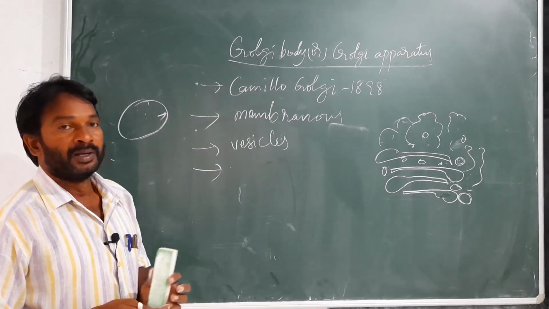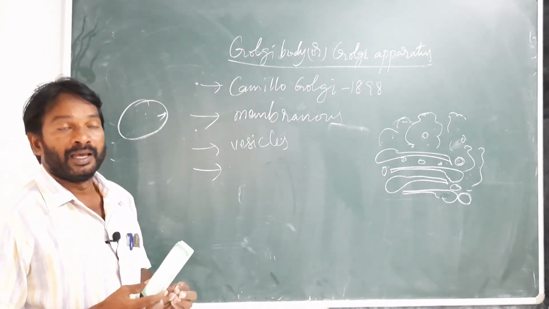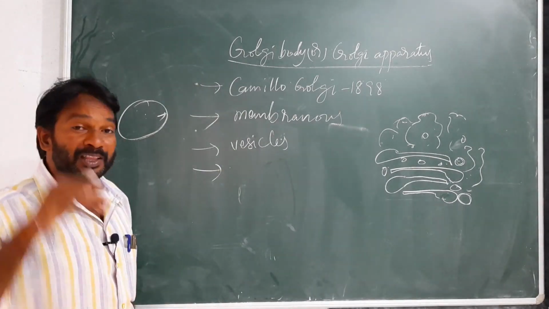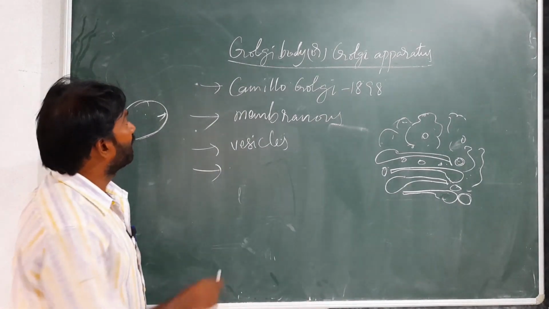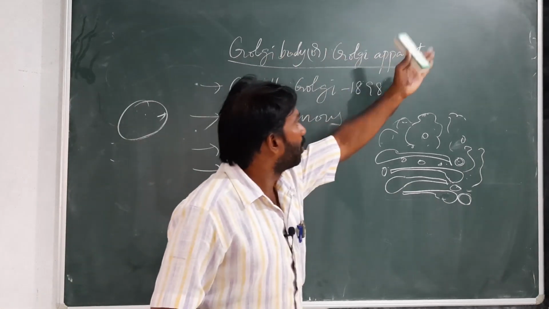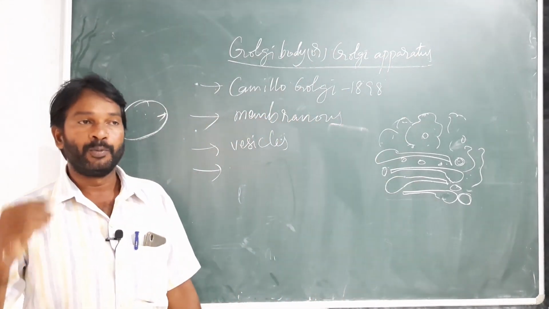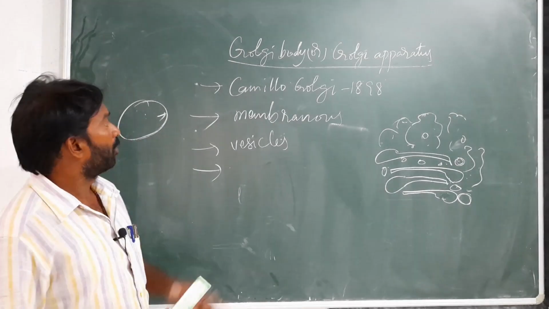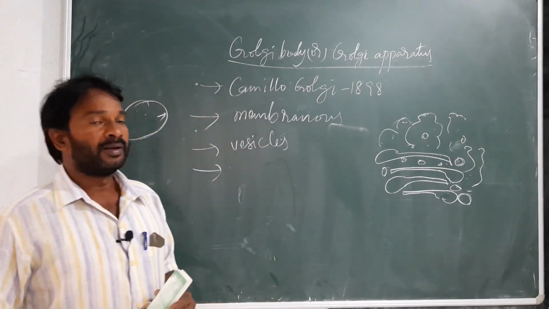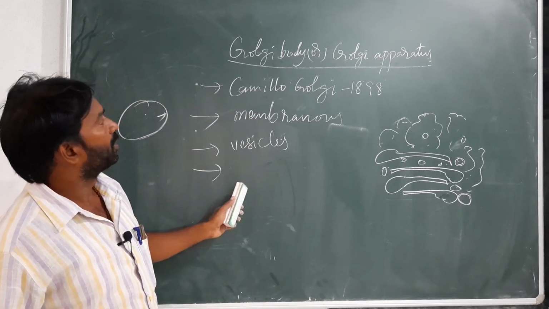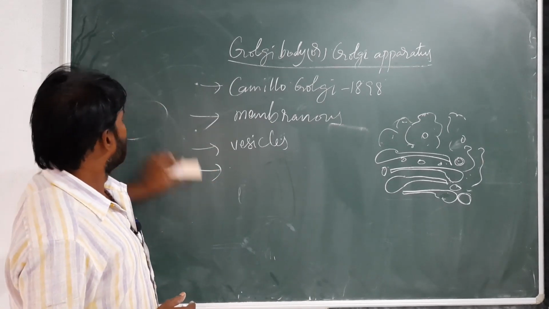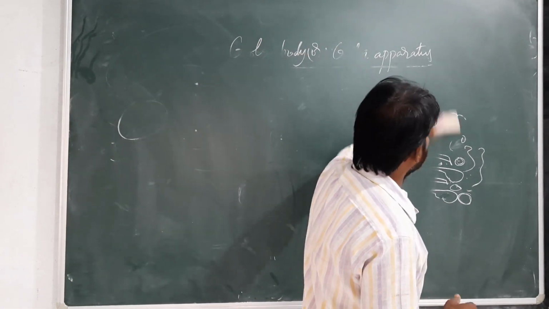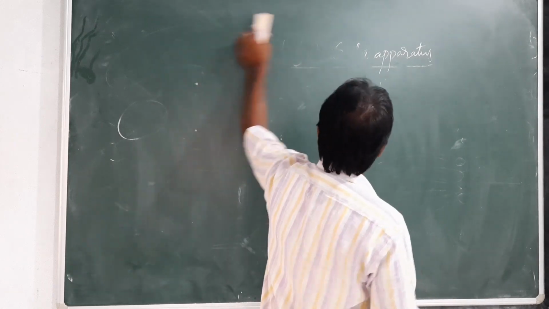For example, some cells produce hormones and enzymes. Those cells contain more Golgi apparatus, especially where the hormones and enzymes are released. More Golgi apparatus are formed there. That is the functioning of the Golgi apparatus. Next, another one is the lysosome.